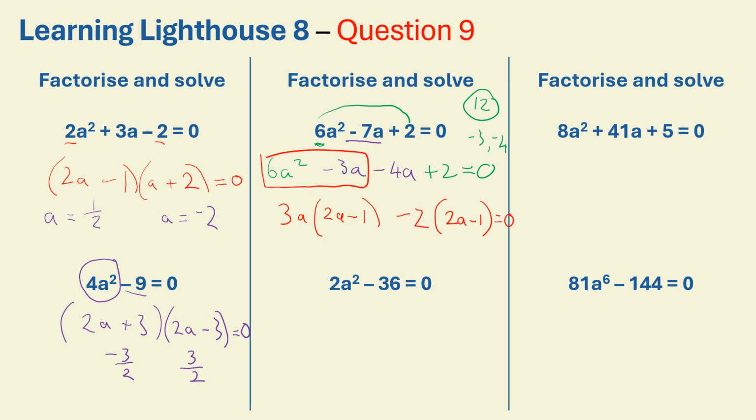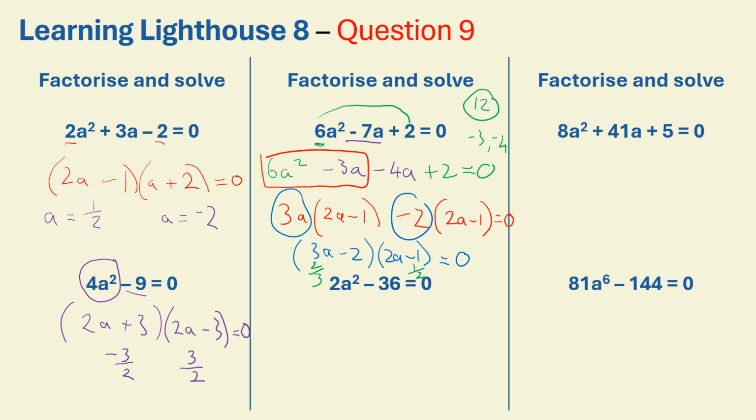So at that point, it's all coming together. We've got 3a take 2. And we've got 2a minus 1. Giving my solutions, and I've run out of space. Solution for this one is 2/3. So solution for this one is 1/2.